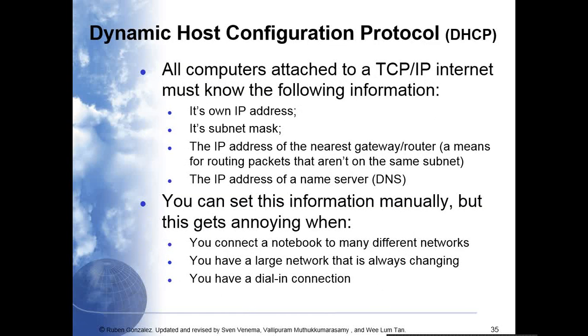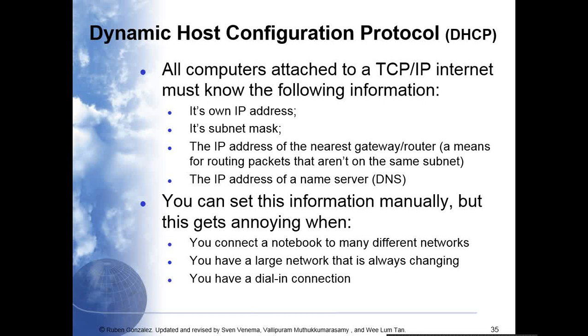DHCP is a way to configure some information about the computer. So all computers attached to a TCP/IP internet have to know some information. They need to know their IP address, a subnet mask, we talked about that, and the IP address of the nearest gateway or router to get packets outside of the current network. Because I don't necessarily just want to talk to my own network, I might want to talk to people outside. So there's a machine that knows how to do that, and I need to know its address. And I also need to know the IP address of a name server, or the DNS. If I want to look up some of this stuff, I don't know that information. The DNS server will know, right, that information.